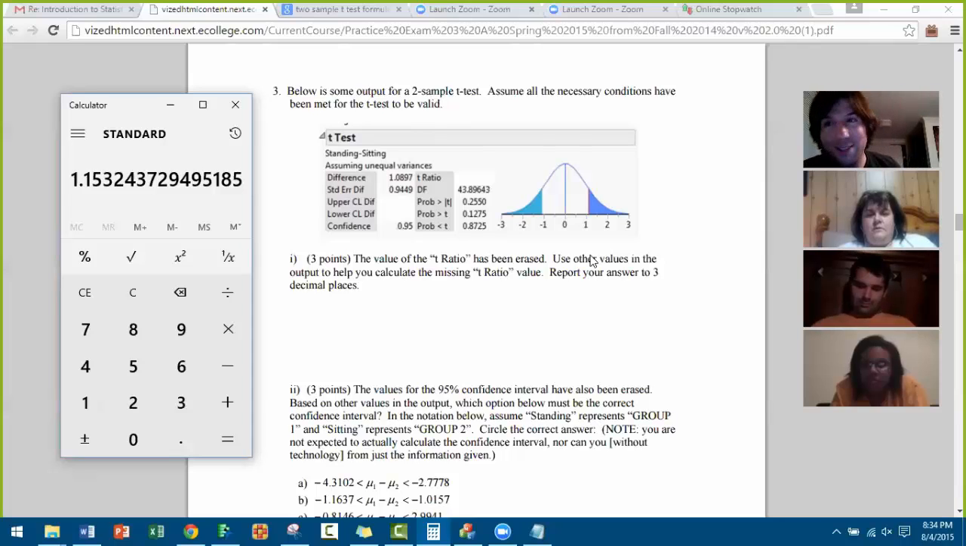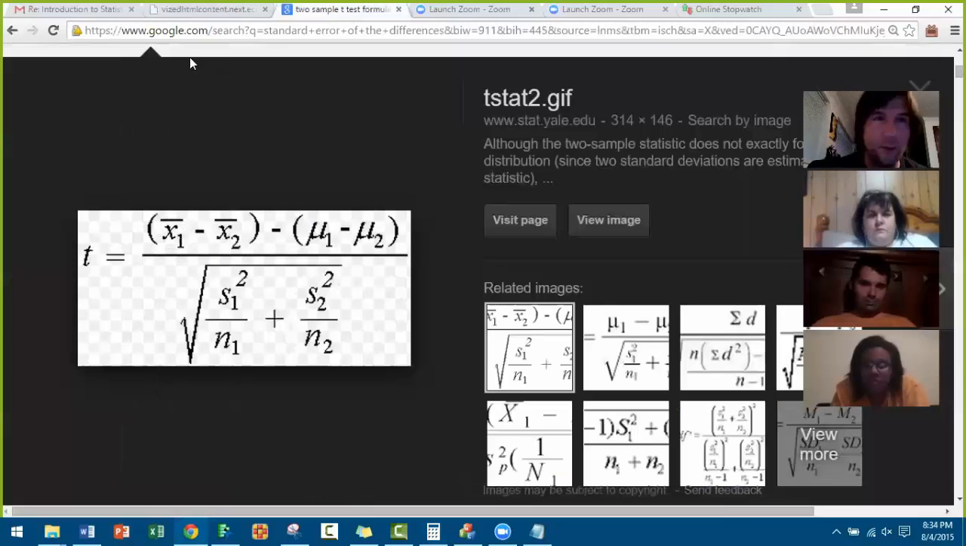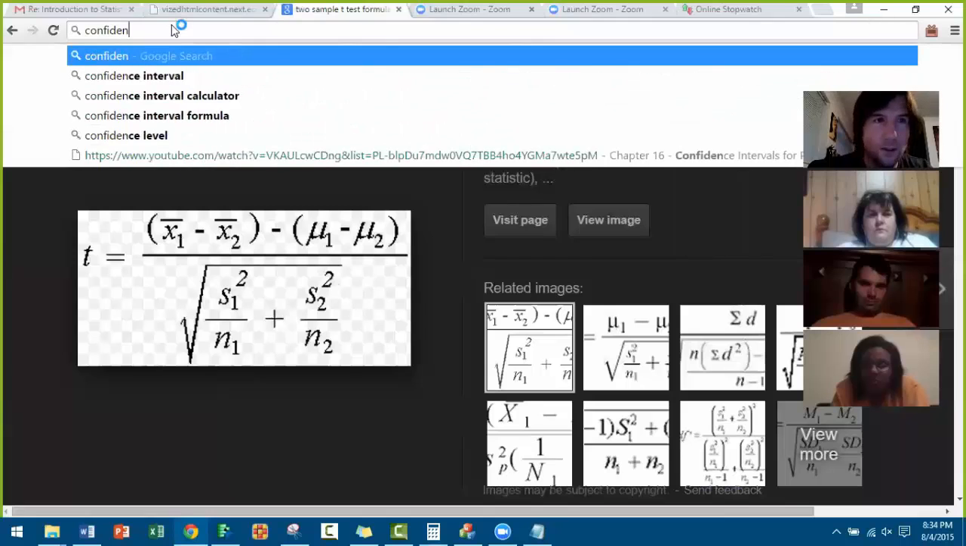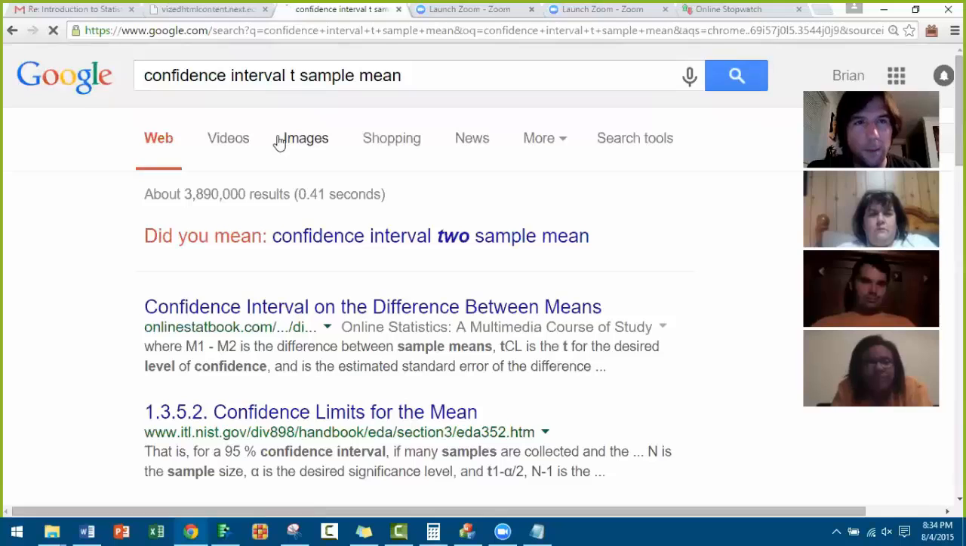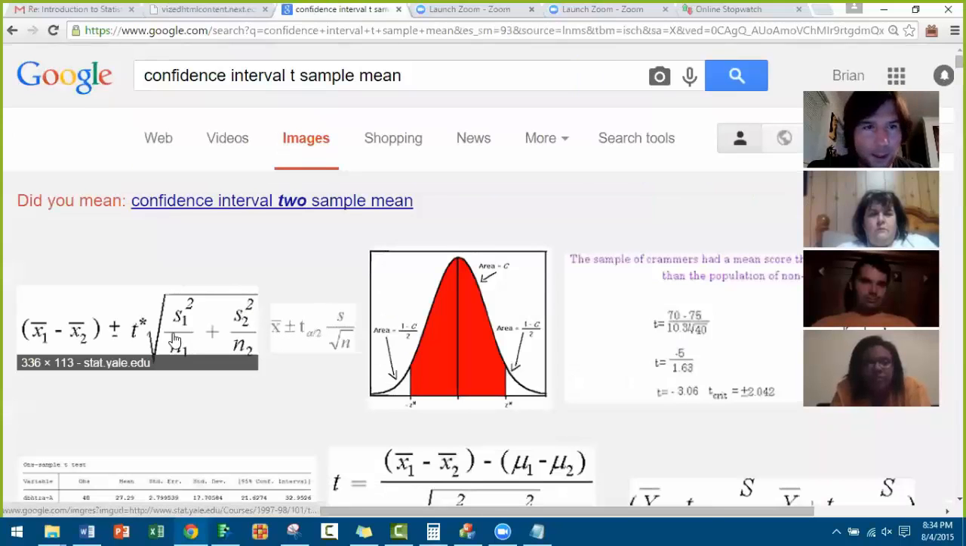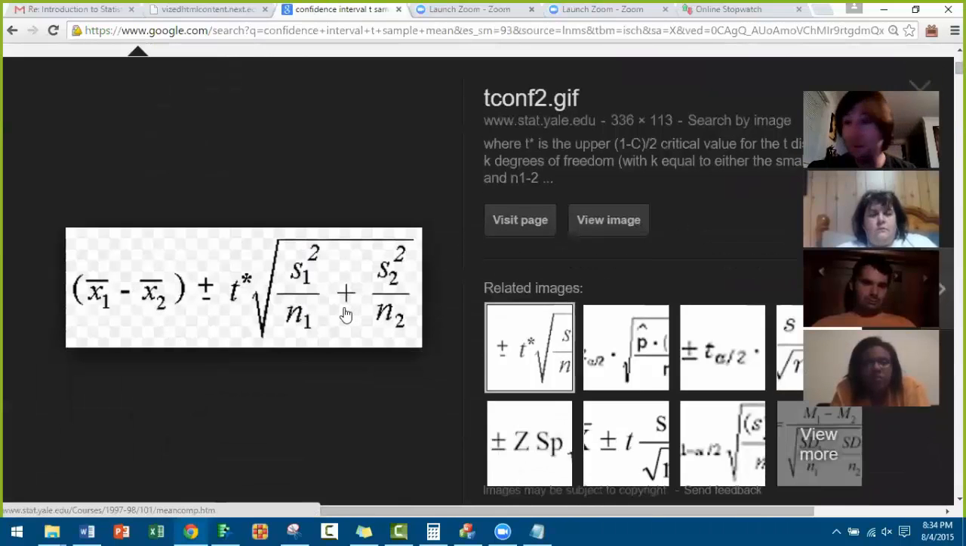Now I want you to think about this. Since it's almost 2, the T-score, because for a confidence interval, let's look at the formula. Confidence interval for a sample mean. Here we go. And there's our good friend, the standard error, once again on the right. So it's just the difference plus or minus the T statistic times the standard error.